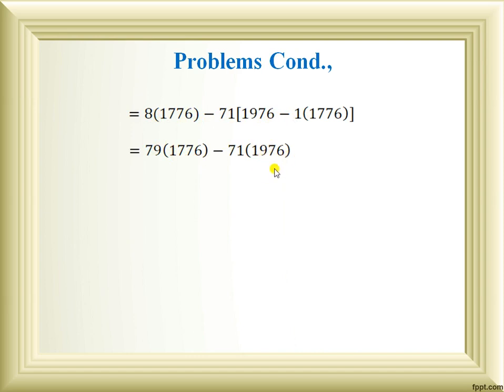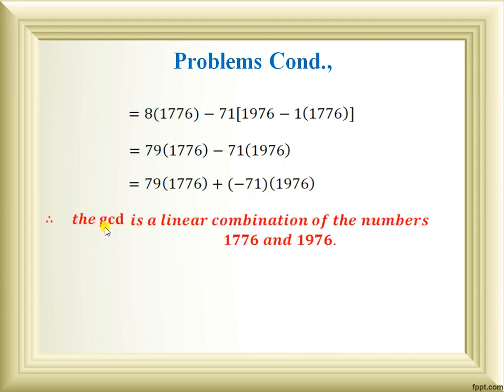A linear combination is nothing but something of the form ax plus by. So I'm just rewriting this minus 71 as plus minus 71. Likewise we need to keep it. Therefore the GCD is a linear combination of the numbers themselves. So this is the linear combination of the given two numbers.